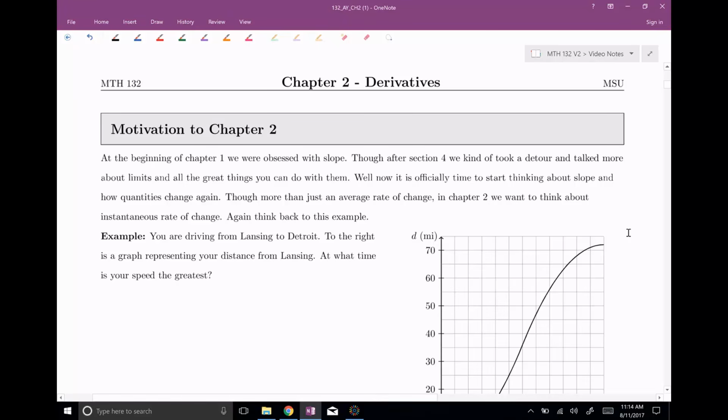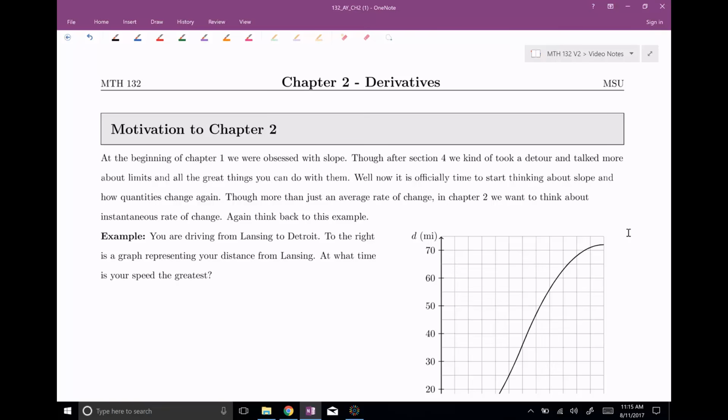Welcome everyone to chapter 2. In this chapter, this is called derivatives. And the claim is that back in chapter 1, we started off on a good foot. In section number 4, we were very interested in slopes and rates of change. And we talked a lot about average rate of change and average velocity and things like this.